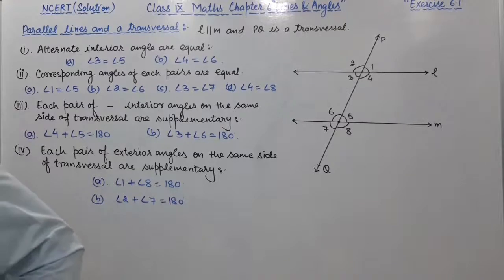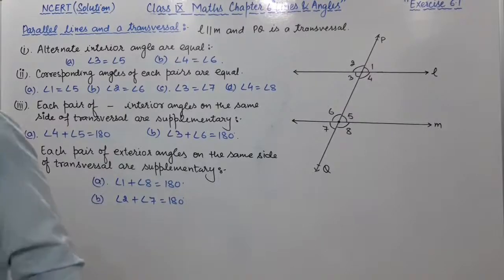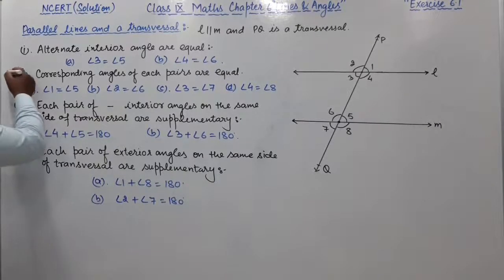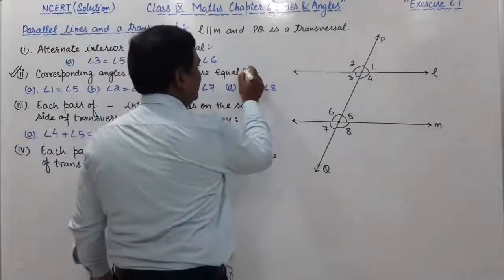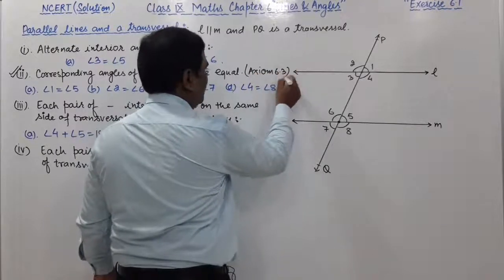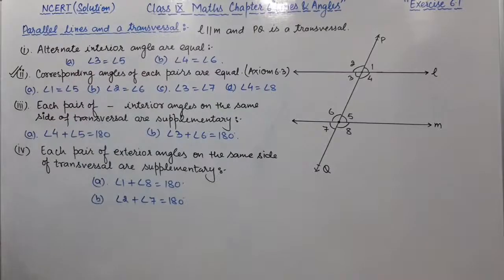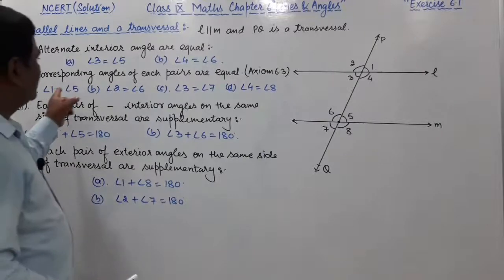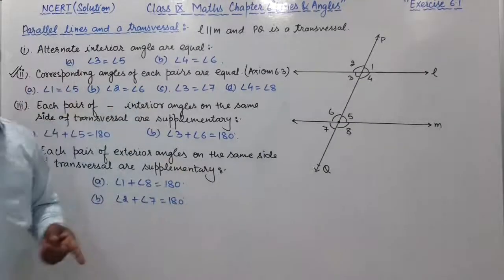Or before that, the things which are given we will study. Axiom 6.3: If a transversal intersects two parallel lines, then each pair of corresponding angles is equal. You see, each pair of corresponding angles is equal. This is called axiom 6.3. In this axiom 6.3, what is given? If a transversal intersects two parallel lines, then each pair of corresponding angles is equal in measure.